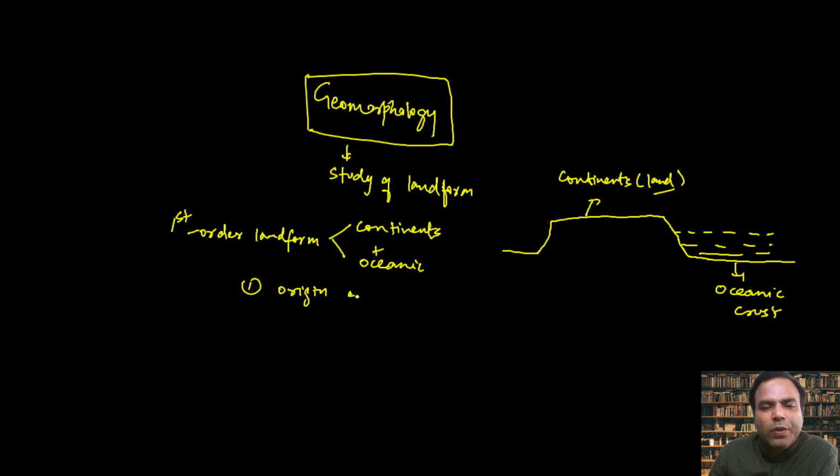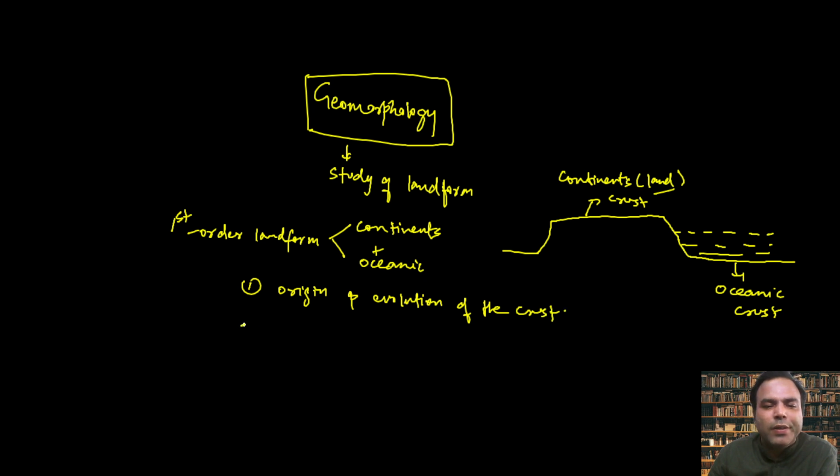Origin of the crust, and then over a long geological history, both the continental crust as well as the oceanic crust undergo deformation. The past crust and today's crust of both continent and ocean are not the same type. So the first and most important topic that emerges is origin and evolution of the crust.